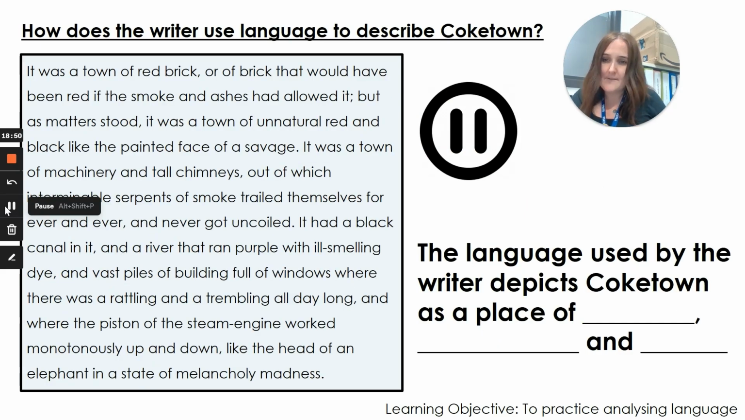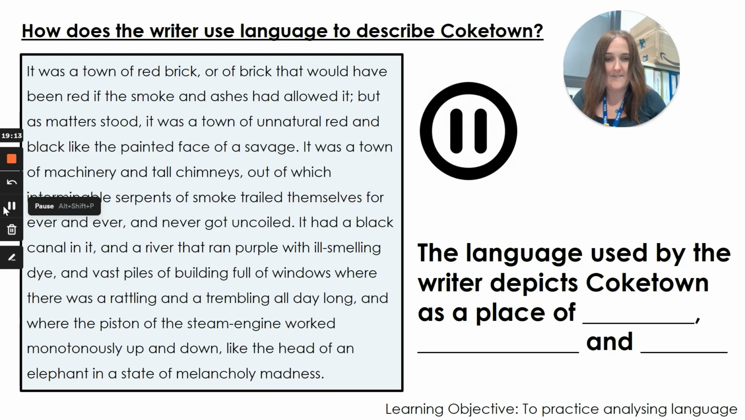So we now have enough information to write our points. Okay, so how does the writer use language to describe Coketown? Well, we've just come up with 3 different adjectives to describe the impression we get of Coketown. So can you use those 3 adjectives to complete this sentence at the bottom? Okay, press pause and then play when you're ready.